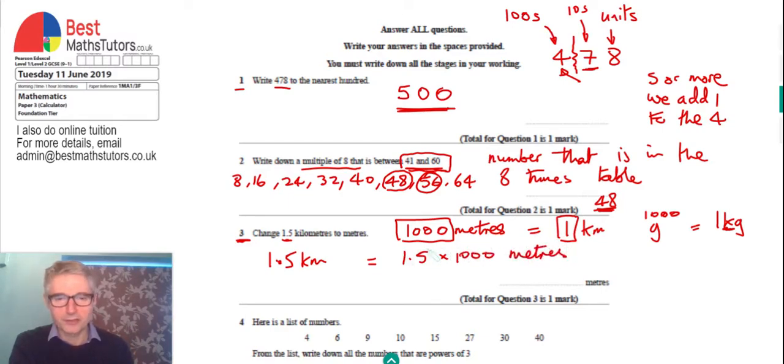And to times something by 1,000 isn't too difficult really, because all we need to do is move the decimal point 3 places to the right. So we could write the 1.5 and a few zeros after it, and then we're going to move the decimal point 1, 2, 3 places, so we can see it comes after that second 0. So in fact, this would be 1,500 meters. So that's that one done.